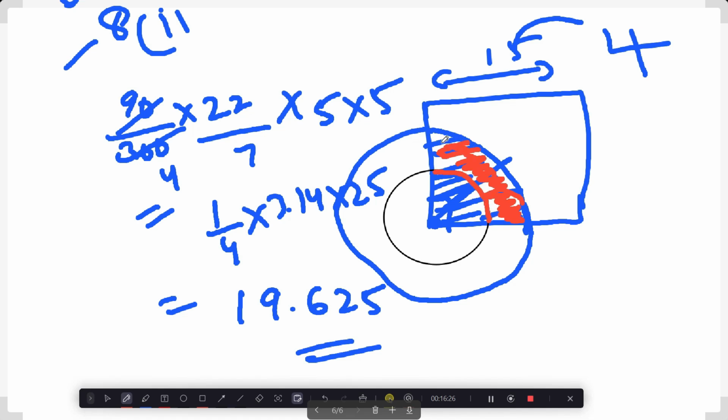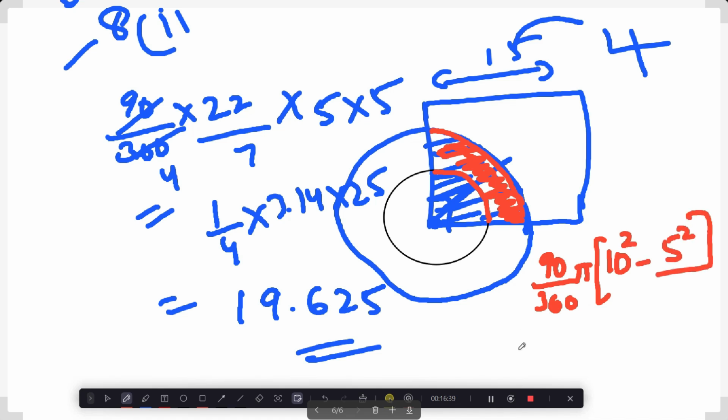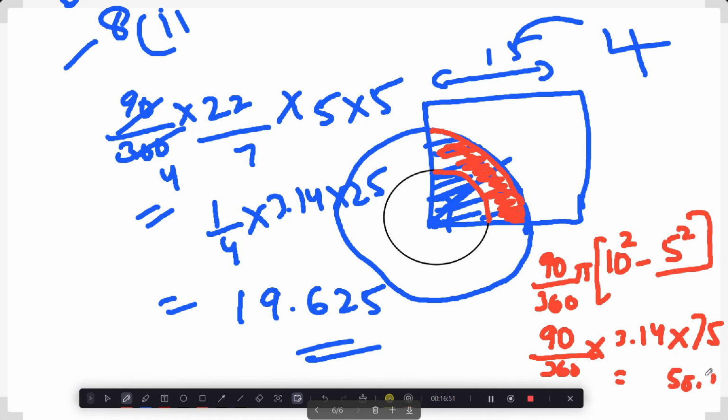which is what? 90 by 360 pi बड़ा वाला r square, which is 10 square, minus छोटा वाला r square, which is 5 square, right? 90 by 360 into 3.14 into this, which is 75, 100 minus 25, right? Which is what? 58.875.